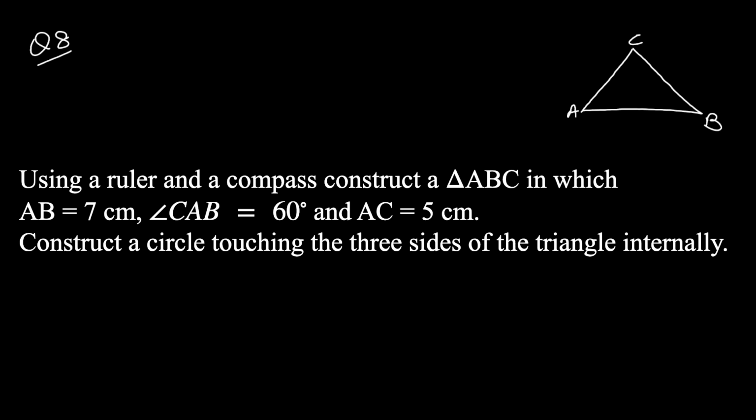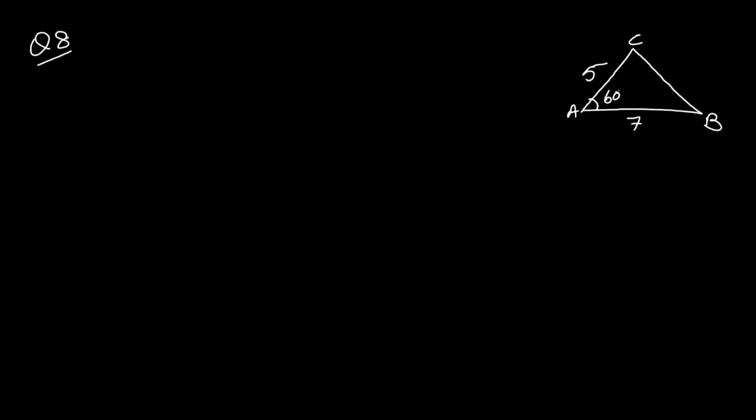So you are given a triangle ABC in which AB is 7 centimeter, angle CAB is 60 degrees, and AC is 5 centimeter. So first construct this triangle and then you have to draw the incircle for this triangle.